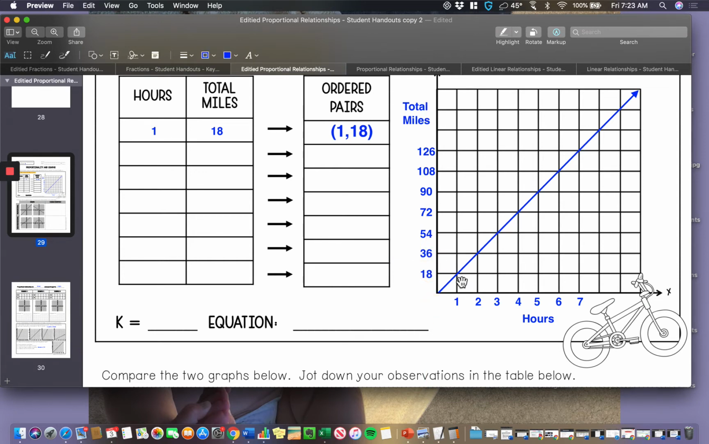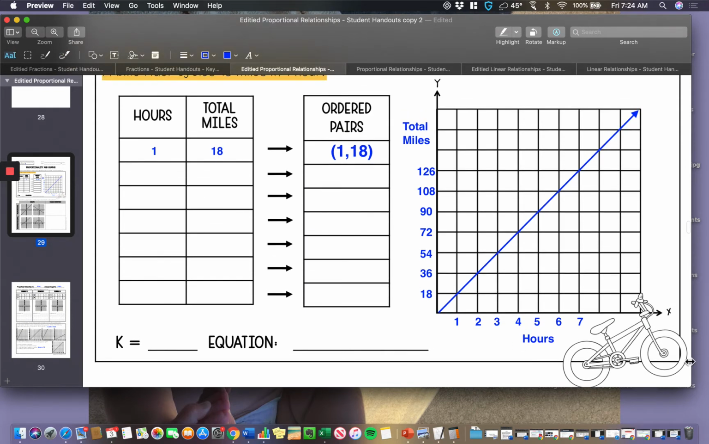All right, these little intersections here are where your ordered pairs will occur. So every time the line intersects, we can find an ordered pair. So my first ordered pair is going to be 1 and 18 right here. Okay, so we have 1 on my x line, which you can tell it's labeled x right here, and 18 on my y line. So I'm going to move on down.